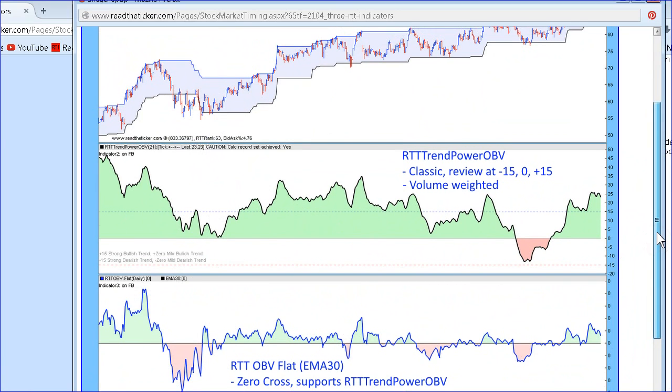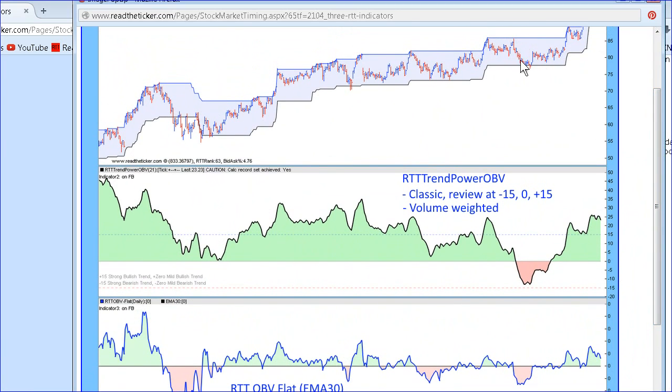For example, up here we had a bit of a swing down after this upthrust. Strong supply came in with low closes, pushed the market down quite aggressively, got down to minus 50 on RTT Trend Power OBV, and you see here how the closes were punished with high volume. But as you can see, the supply dried up about there, and there was no more supply, and then the demand could come back into the market. So RTT Trend Power OBV is a trend tool.